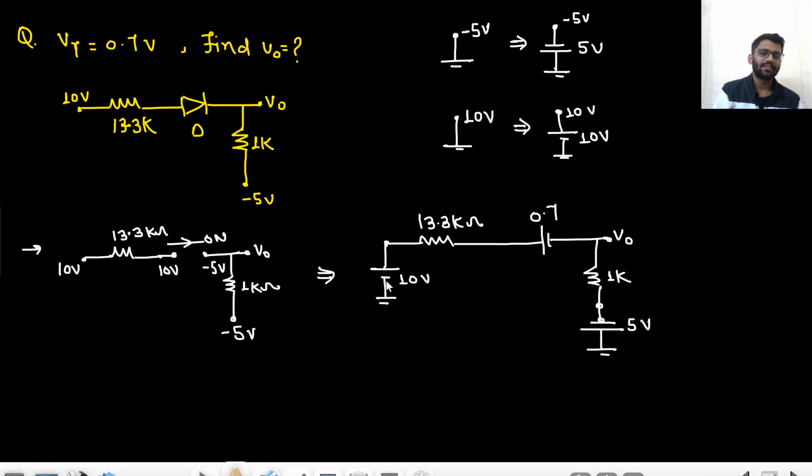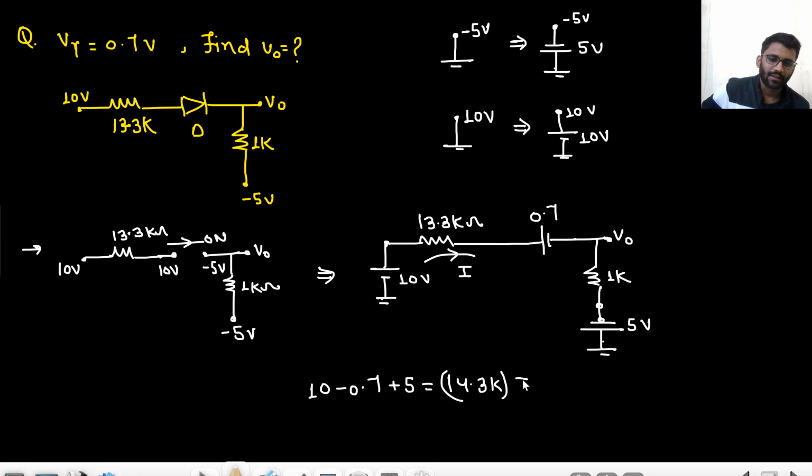From here I will start. I will just see the batteries: plus 10, minus 0.7, plus 5. Only I am seeing batteries. And I am considering the current in this direction. So 10 minus 0.7 plus 5 is equal to 13.3K plus 1K, that is 14.3K, into current I. So this is also giving me 14.3K. So the current I is 1 milliampere.